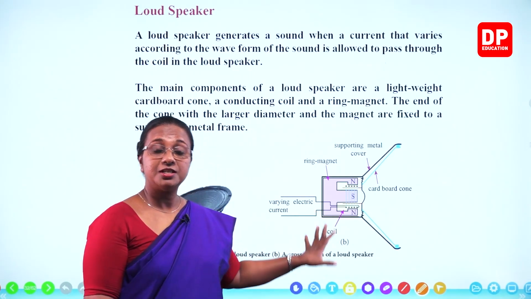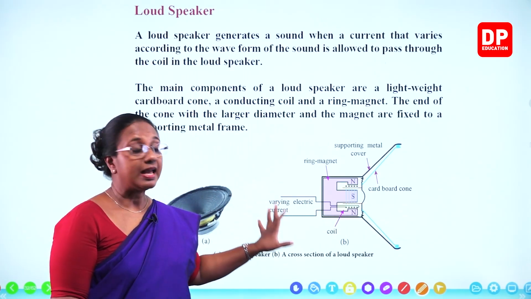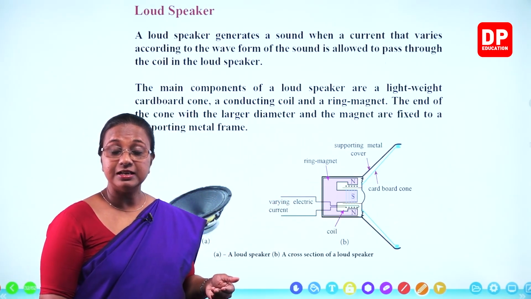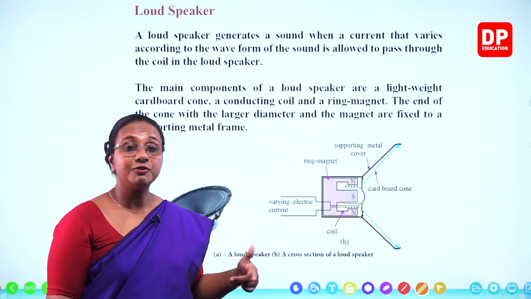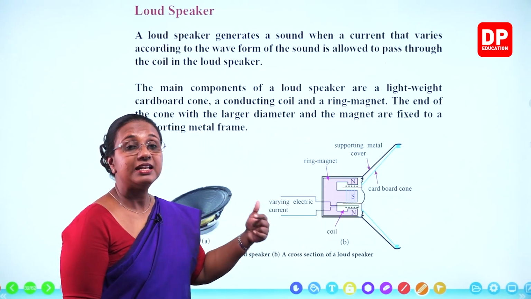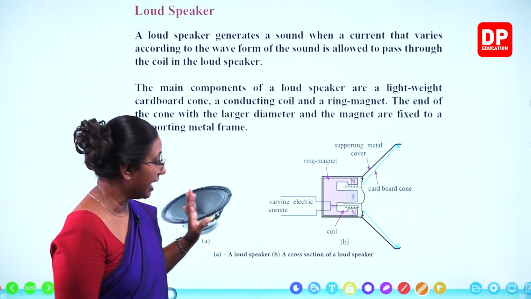But it functions based on this electromagnetism. That is, when you have a magnet and a coil, a current carrying conductor, when the current flows through it, there is a force acting on it. Based on that, the sound is amplified. So we will try to understand that now.